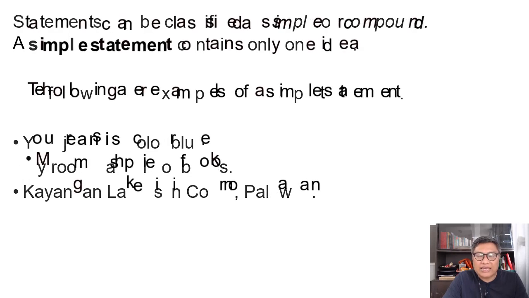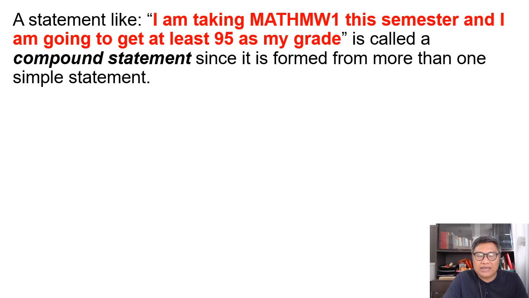When we say compound statement, like for example here, I am taking mathematics in the modern world this semester and I am going to get at least 95 as my grade. Now this one is considered to be a compound statement because it is formed from more than one simple statement.